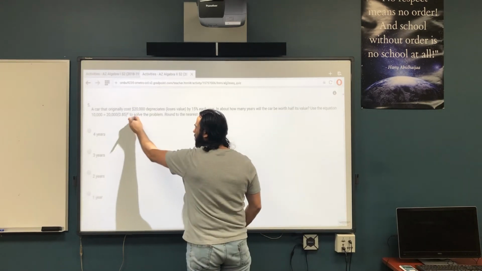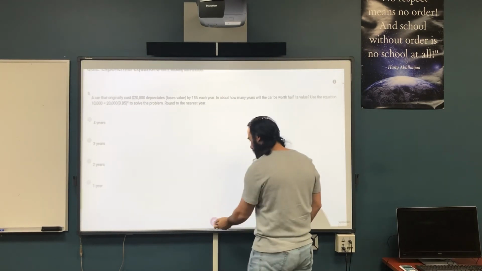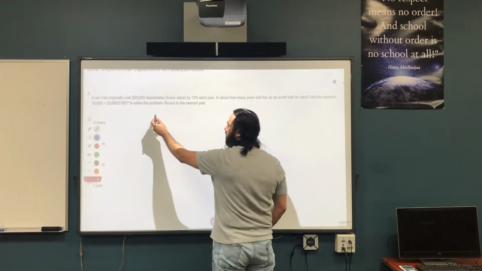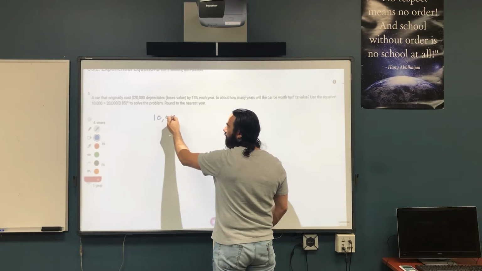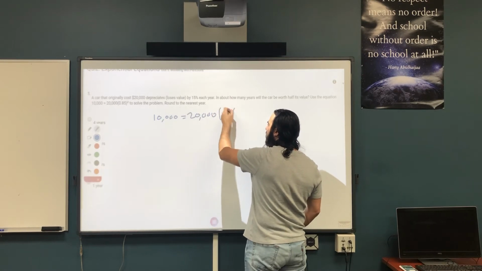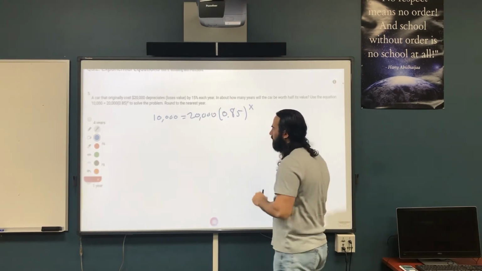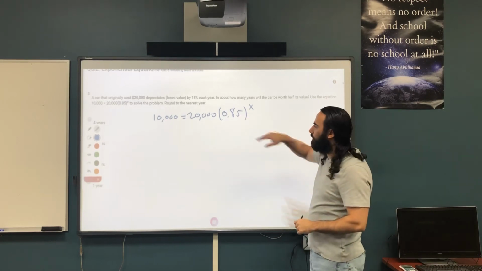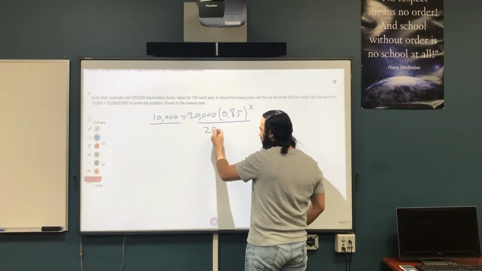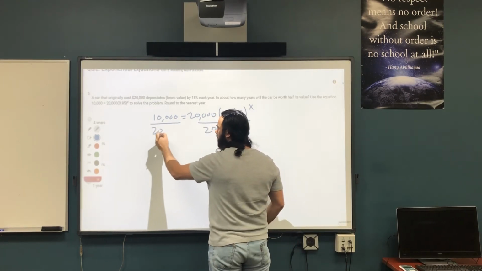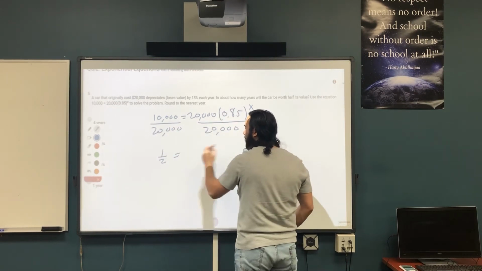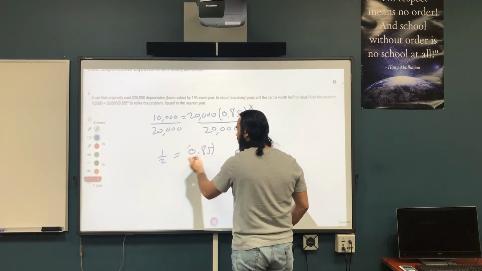The same thing. So we have the equation: $10,000 equals $20,000 times 0.85 to the power of x. Again, guys, we need to isolate the 0.85 to the power of x. So we divide both sides by how much? By $20,000. Of course, it's going to be 1/2 equals 0.85 to the power of x.